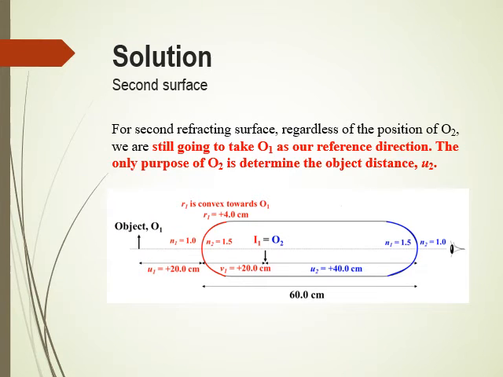Okay, so one last thing before we proceed to the calculation is to determine the sign convention for R2. In this case, if you look at the diagram, this second refracting surface is concave towards O1. So we are going to say R2 is equal to negative 6 cm.